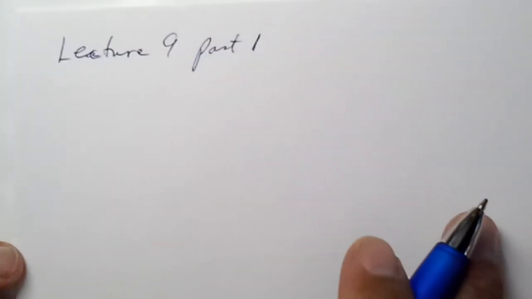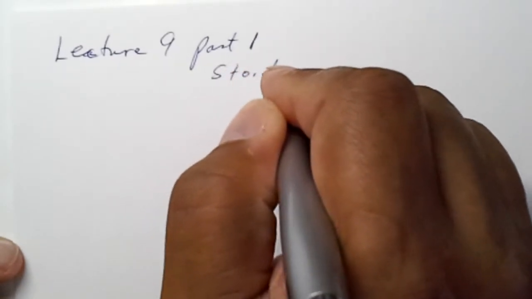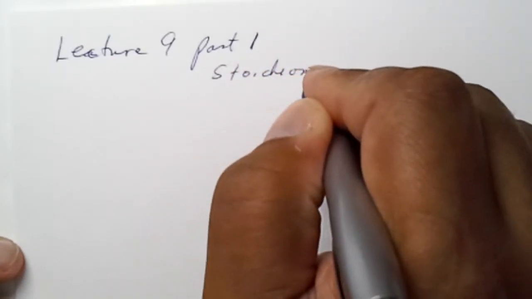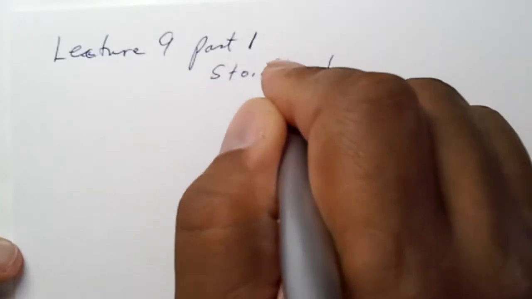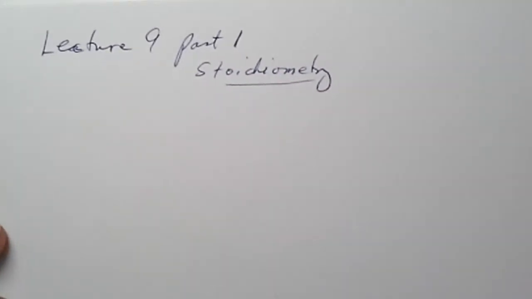We started part 1, lecture number 9, talking about stoichiometry, and let's do an example or a few examples to help you with your own problems.